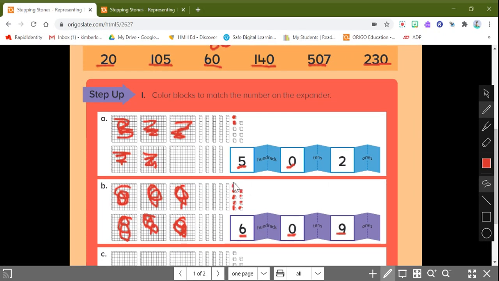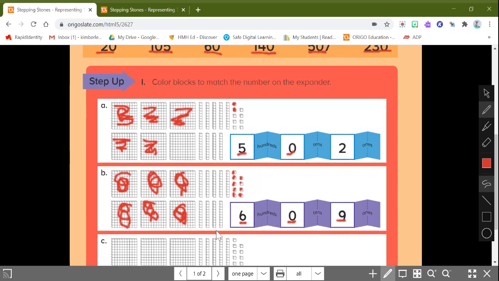Now notice I didn't just draw a line through them. I actually colored each one. If you draw a line through them, it can get a little confusing and you might think that you are drawing a tens block. So we don't want to do that.